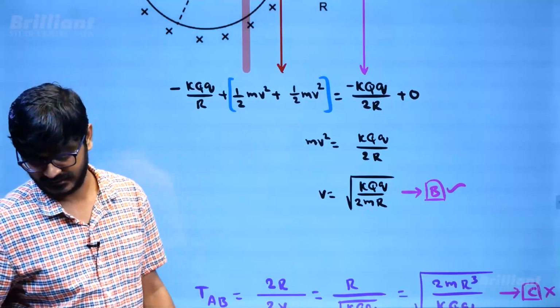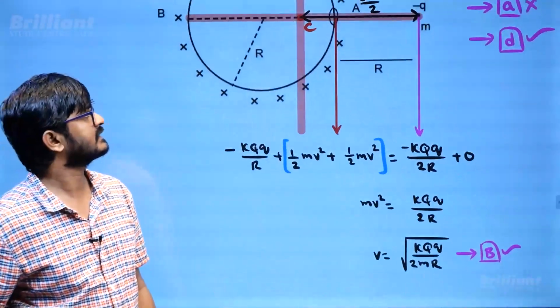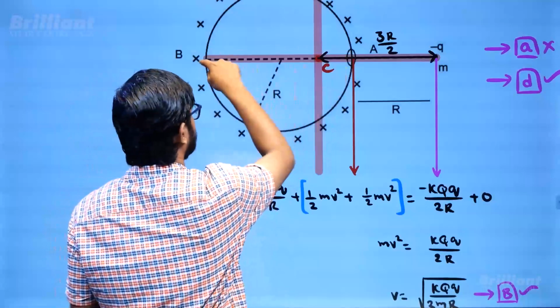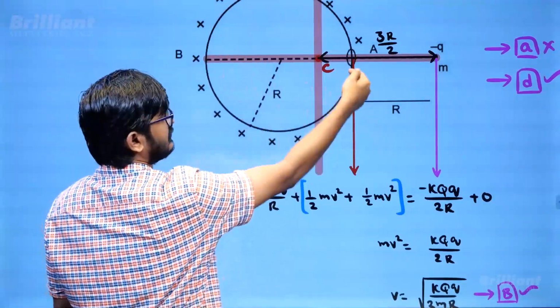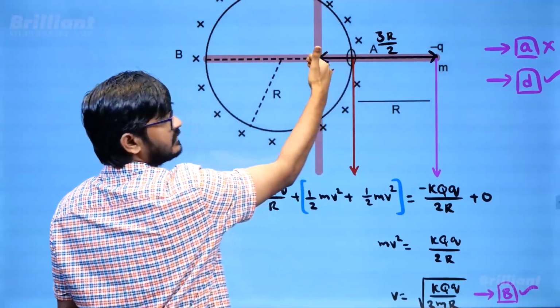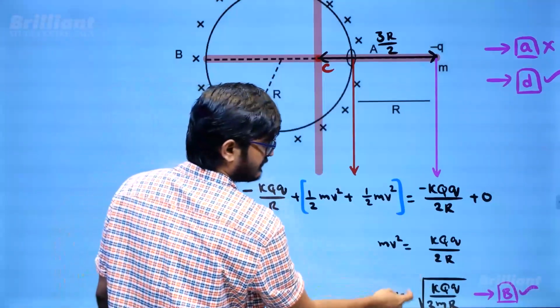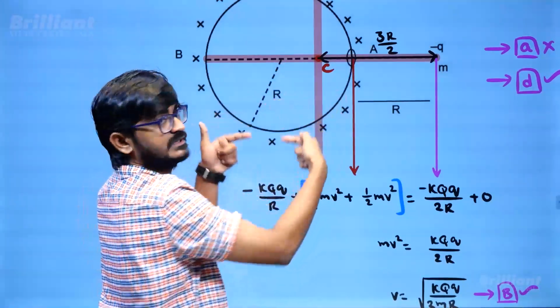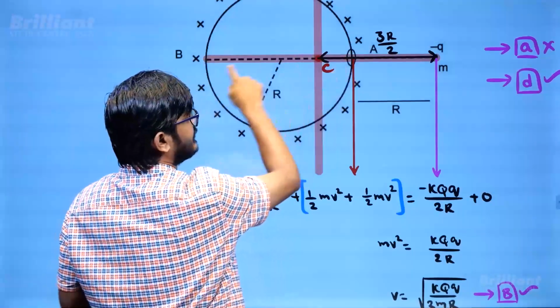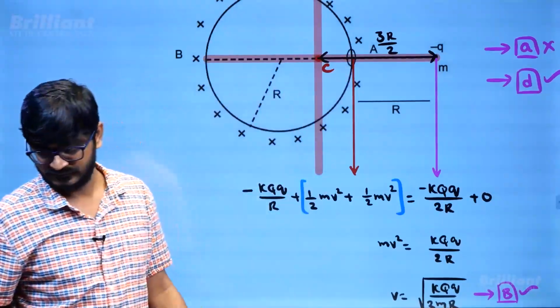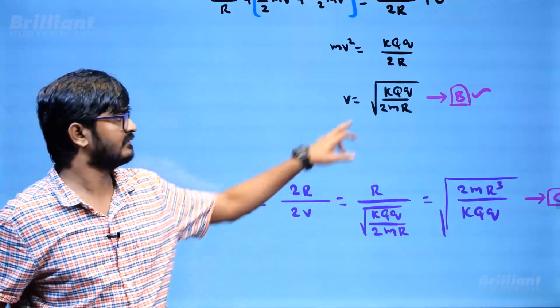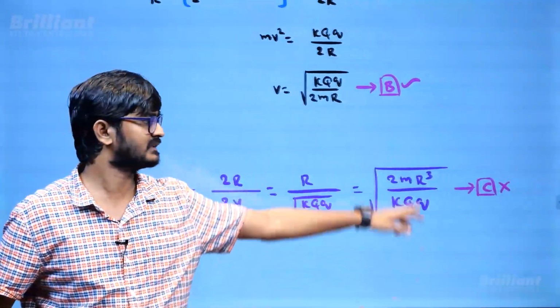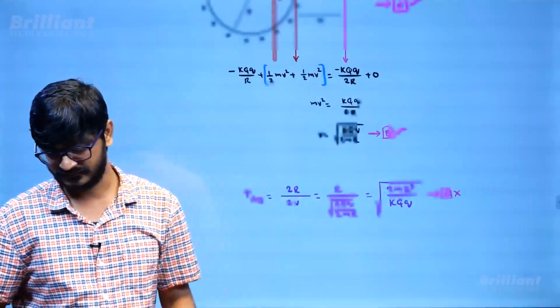Now they are asking what is the time taken to hit from here to here. Once it goes into the shell, it will be moving with a constant velocity. This will have velocity v and this will have velocity v. What is the relative velocity? 2v. And what is the relative distance that has to be covered? 2r. So time taken will be 2r by 2v. You can substitute v, and you will get the answer, which doesn't match option C.